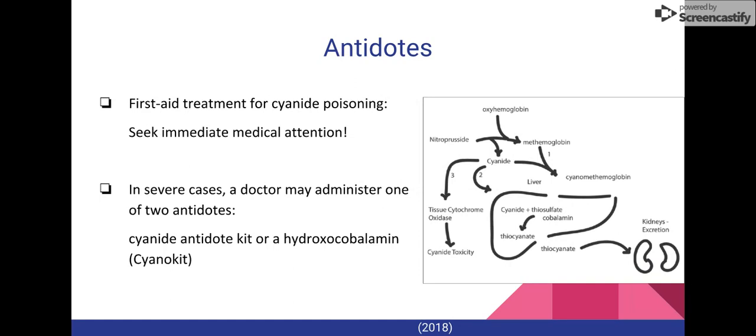First aid treatment of cyanide poisoning. Speed is essential. Seek immediate medical attention. A doctor may administer one of two antidotes, the cyanide antidote kit or the hydroxycobalamin Cyanokit. The cyanide antidote kit consists of 3 medications given together: amyl nitrite, sodium nitrite, and sodium thiosulfate. Hydroxycobalamin detoxifies cyanide by binding with it to produce non-toxic vitamin B12. This medication neutralizes cyanide at a slow enough rate to allow the liver enzyme rhodanese to further detoxify cyanide.